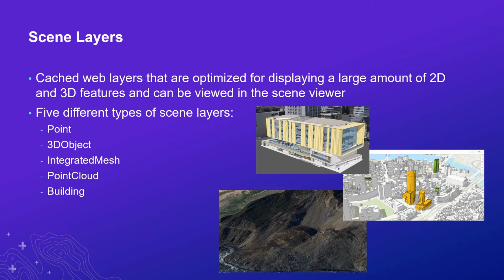We have 5 different types of scene layers available today. One of them is the point scene layer. That's a great use case for 2D data.